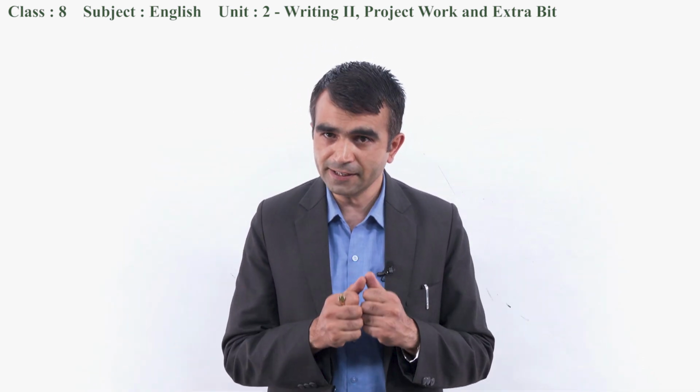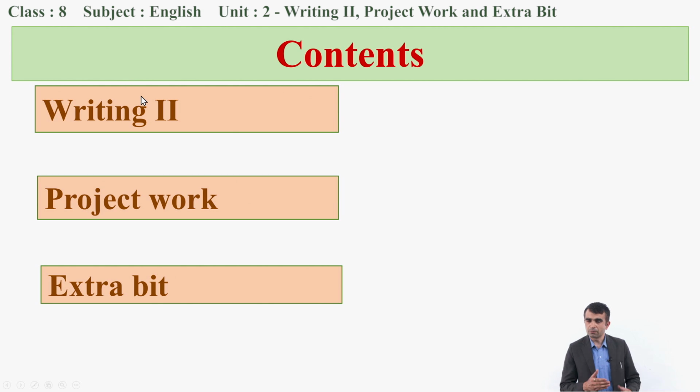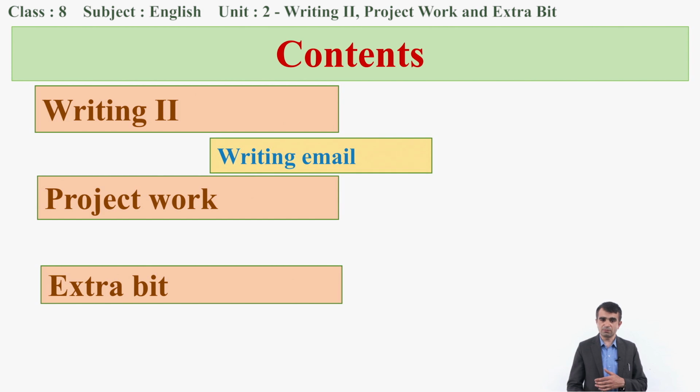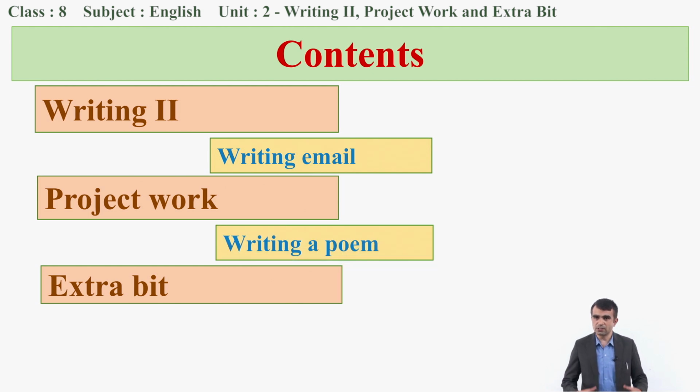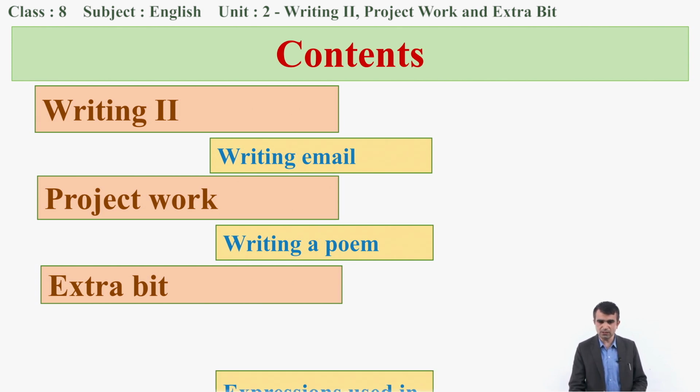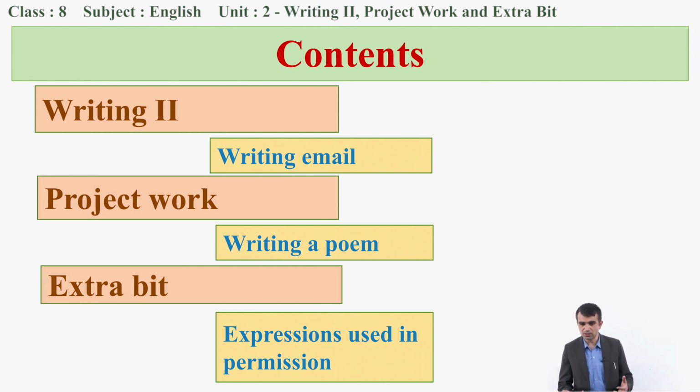First, I am going to tell you what content we are going to cover in today's lesson. The contents for today's lesson are writing, project work and extra bit. We will do three contents mainly. Within writing, we are going to practice writing an email. In project work, there is a task of writing a poem. And third, extra bit, you will practice expressions used in permission, that means granting permission and denying permission. So, be ready with your book and everything you need to have with you.